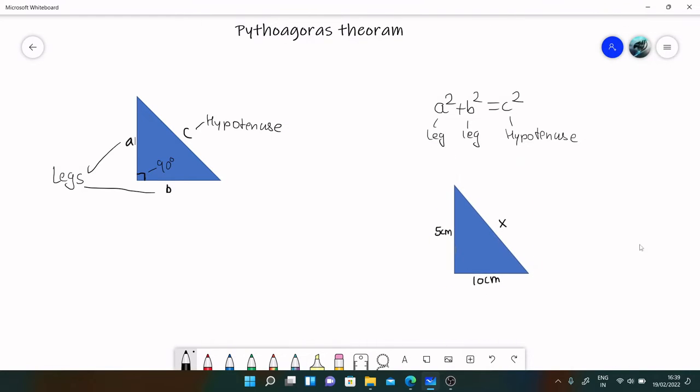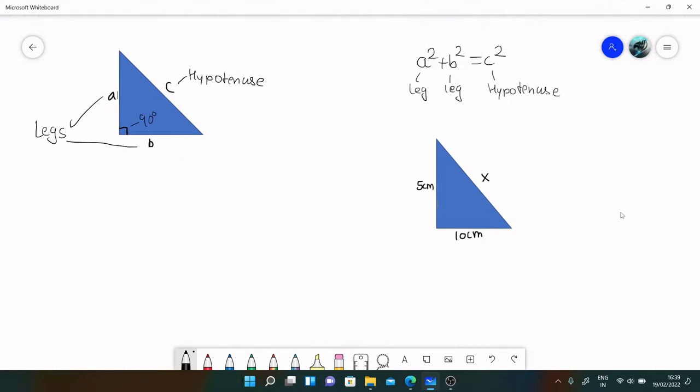In this example, we are given two values and the hypotenuse is missing. So we will solve this by first writing down the formula. That's the first step. And then we will change the subject of the formula to just C. We'll do that by a square plus b square equals C square root. When you move a power from one side to another, it will become a root.